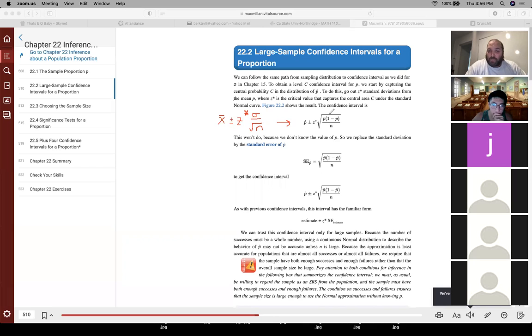There's only one problem. We don't know p, right? The whole point of this is that we don't know p. So how do we use a formula that requires p if we don't know p? The answer is replace it with p hat. It's the best we can do. You don't know p, what's your best guesstimate for p? It's p hat, so use p hat instead. So the confidence interval for proportions is p hat plus or minus z star times the square root of p hat times 1 minus p hat over n.